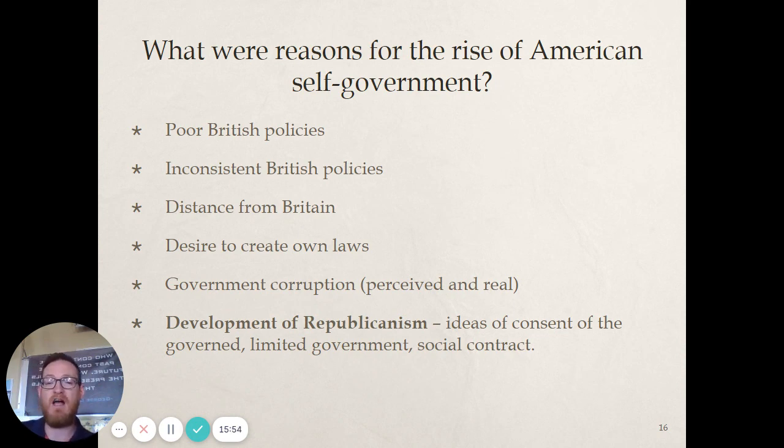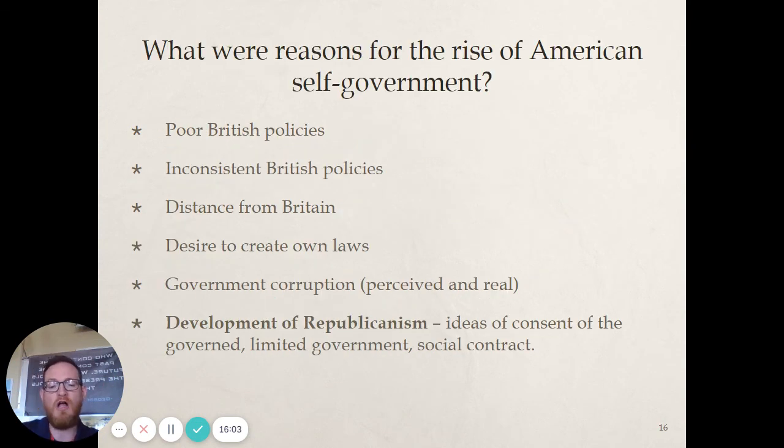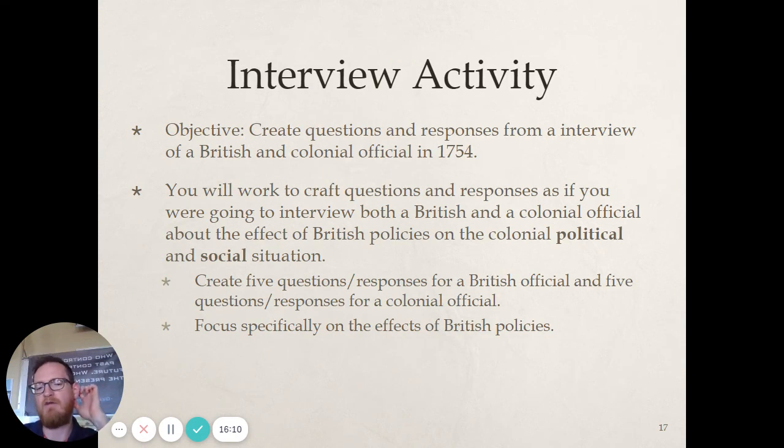And then you would have the development of republicanism, the whole idea of consent of the governed, limited government, and social contract as well. All of these things are going to lead to this push towards self-government and eventually lay the seeds for the future American Revolution.